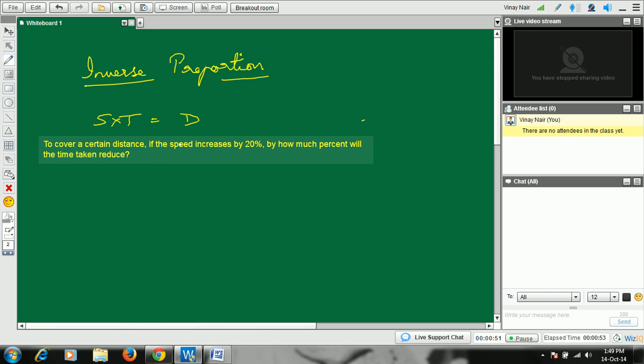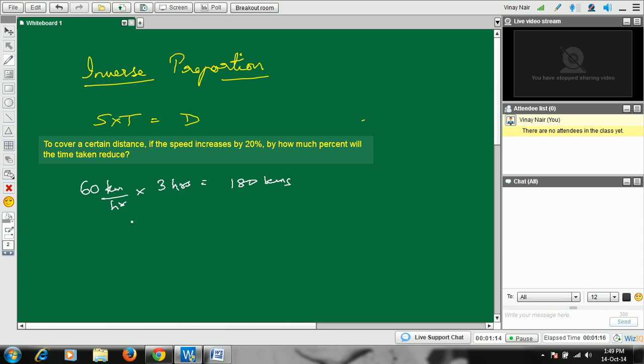So let us try to understand this. Let us take some numbers for speed and time. Let us say the speed is 60 kilometers per hour and the time taken is say 3 hours. So the distance traveled would be 180 kilometers.